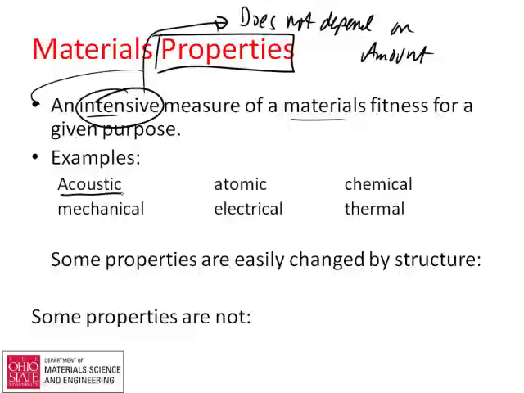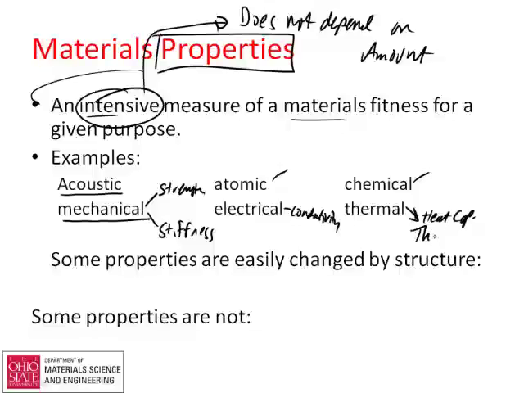So example, acoustic properties, resonant sound wave speed might be something there, a mechanical strength or stiffness, electrical, something like conductivity, atomic, is it radioactive maybe, chemical, for example, thermal properties, for example, heat capacity, thermal conductivity. These are all intensive properties, and these are things that we need in engineering.